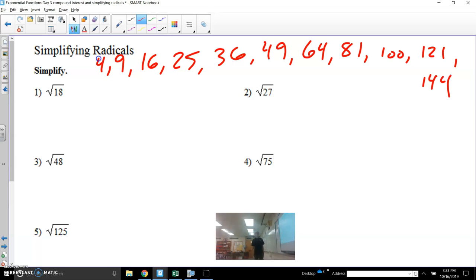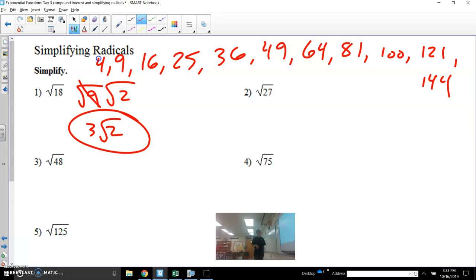So when you're thinking about factors of 18, you want factors where at least one of them is a perfect square on our list up here. 18 is either 18 times 1, 6 times 3, or potentially 9 times 2, and really you want to lock in on one that's a perfect square. So the square root of 9 would be 3.